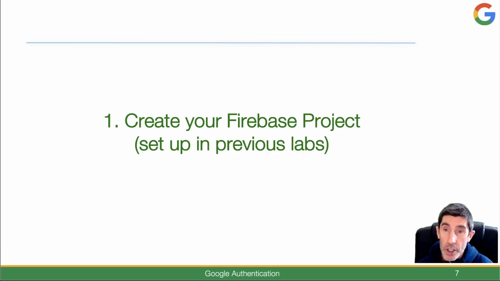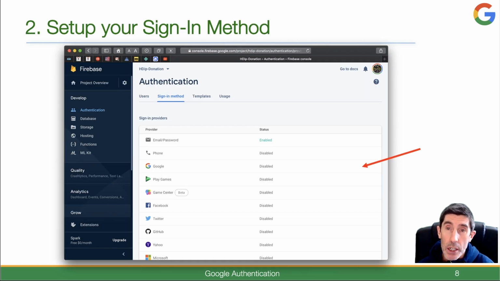Okay, so the first thing we need to do, and hopefully you've done this already in previous labs, is create your Firebase project. So the assumption here is that we already have our Firebase project available to us. In previous labs, we would have set up and authenticated against a basic email and password. So now we're actually going to set it up for Google sign-in. The next few slides are just screenshots, taking you through what to expect in that particular setup.